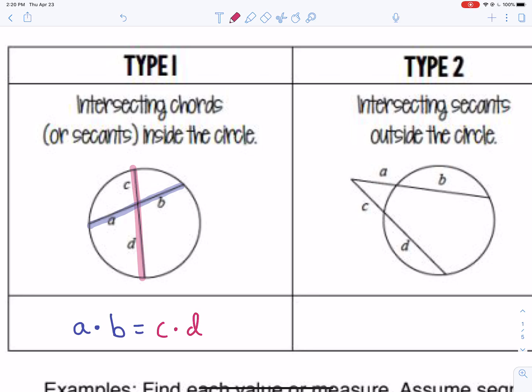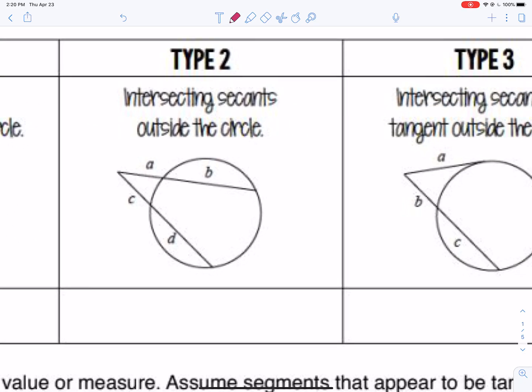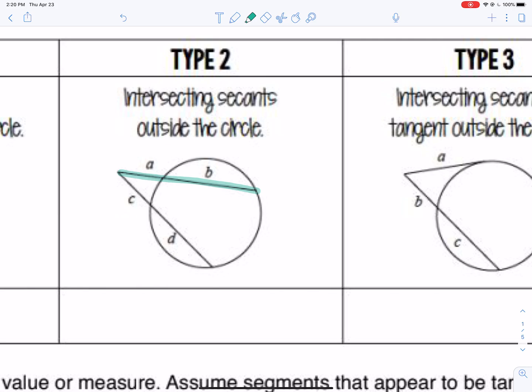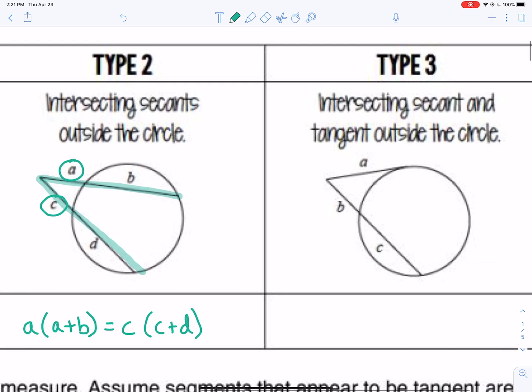Type 2 is when you have intersecting secants outside the circle. They're secants because they go through the circle and keep going, and then they intersect with each other outside the circle. For this scenario, you would multiply A times A plus B, that outside piece times the sum of the whole secant, is equal to the outside of the other secant times the sum. So A times A plus B is equal to C times C plus D. We'll look at some examples of that in a minute.